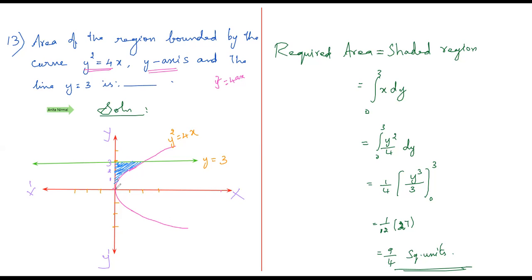So the limit varies from 0 to 3, right? You have to take the limit 0 to 3 and x dy. The limit varies from y equal to 0 to y equal to 3. It's along the y axis, so the limit is taken on the y side. So you have to find x. So y square is equal to 4x implies x is equal to y square by 4. So substitute y square by 4 in place of x, integrate it, substitute the limit, and you get the answer.